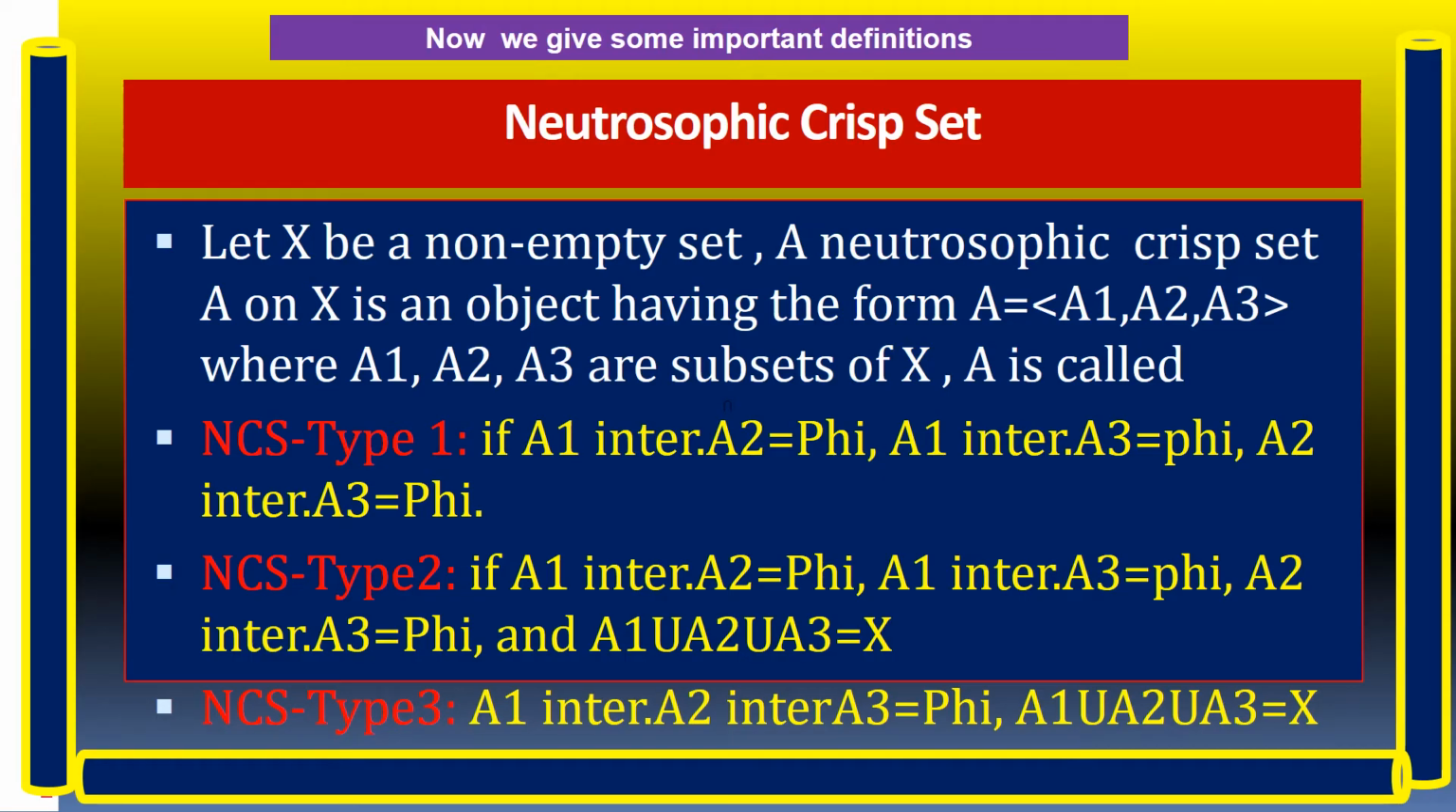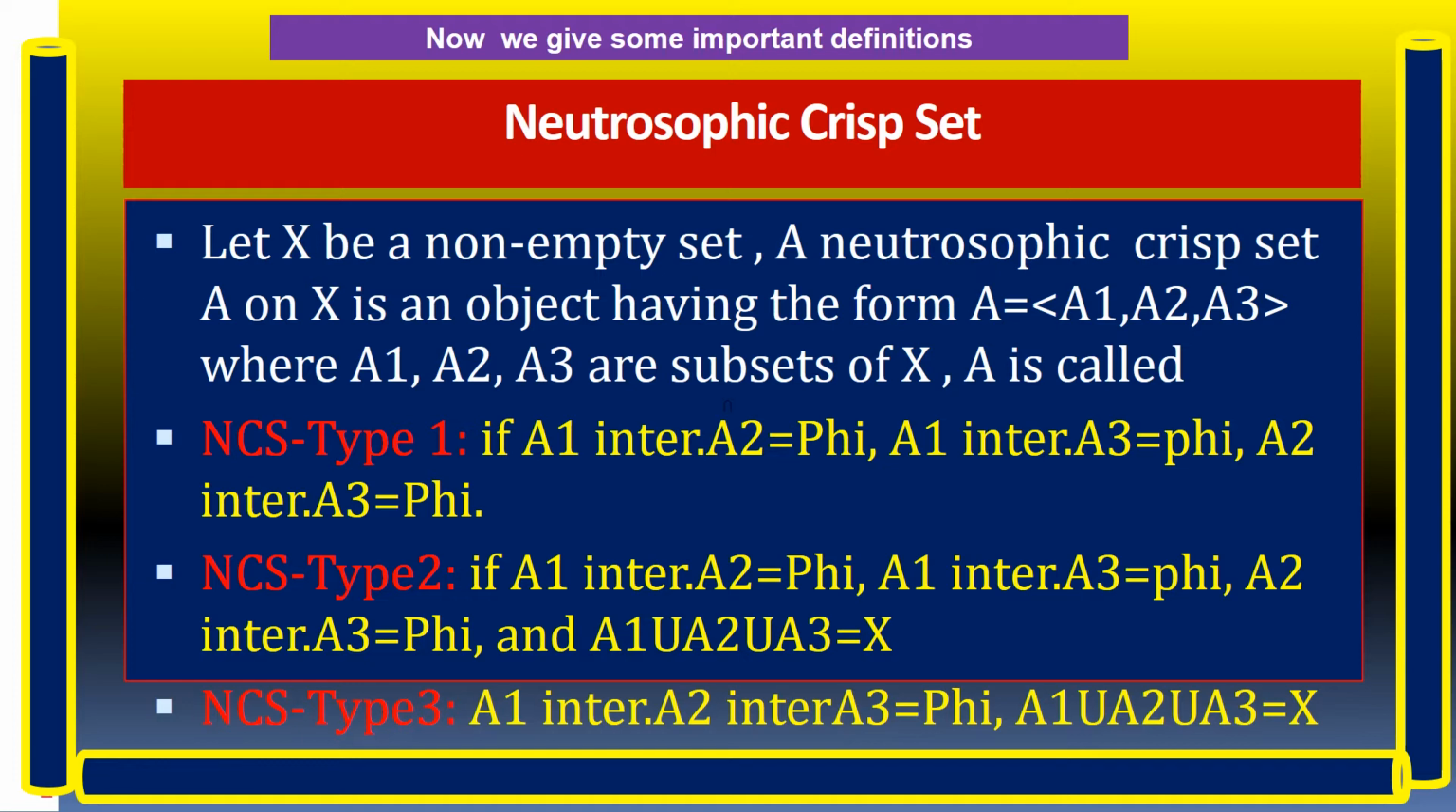Now we give some important definitions for Neutrosophic Crisp Set and Neutrosophic Fuzzy Set. What is the Neutrosophic Crisp Set? Let X be a non-empty set. A Neutrosophic Crisp Set A on X is an object having the form A equals A1, A2, A3, where A1, A2, and A3 are subsets of the set X. A is called a Neutrosophic Crisp Set of type 1 if A1 intersection A2 equals phi, A1 intersection A3 equals phi, A2 intersection A3 equals phi.